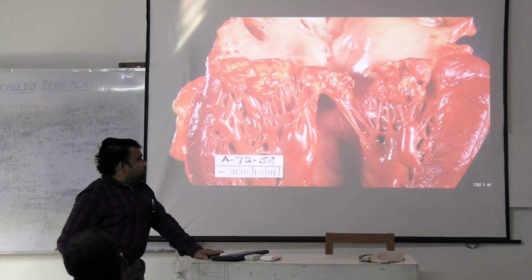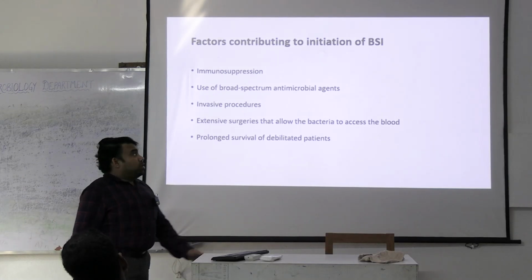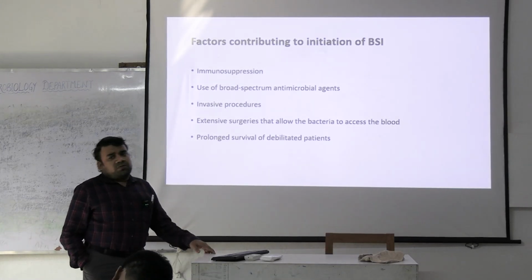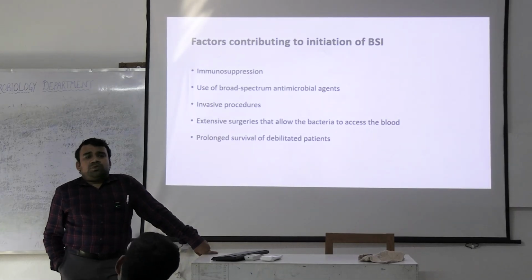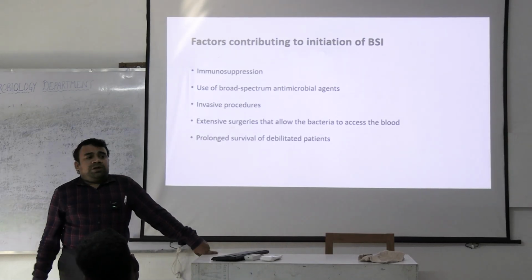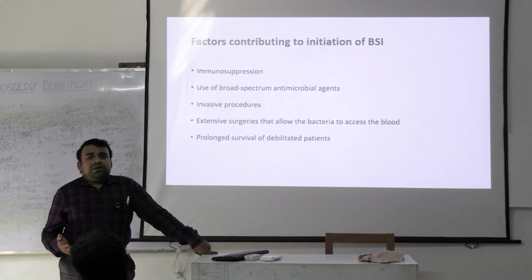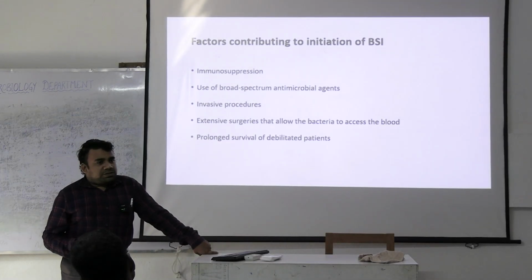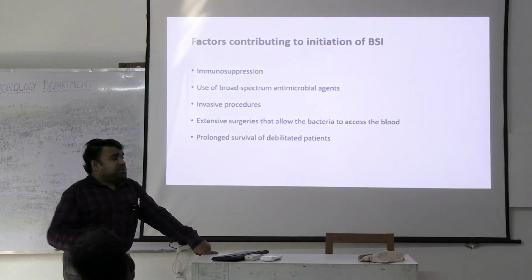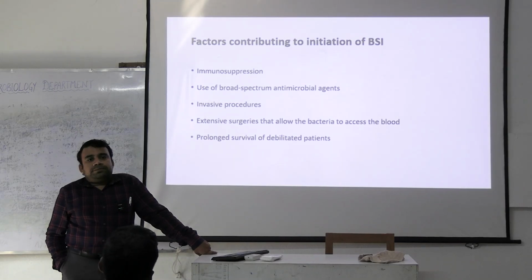Now, there are some things that you should know about who are more predisposed. If you look at all the options seen over here, immune suppression, obviously, the innate immunity protects us. And if the innate wing of the immune system is disrupted by medication or a disease or any cause, that means those people will be more prone to infections. Similarly, with the use of broad spectrum antimicrobial agents. Why?